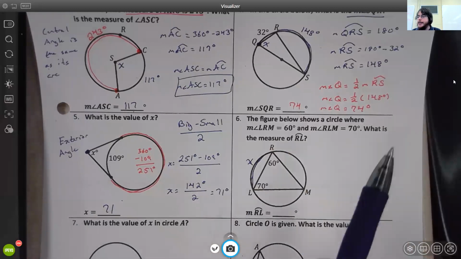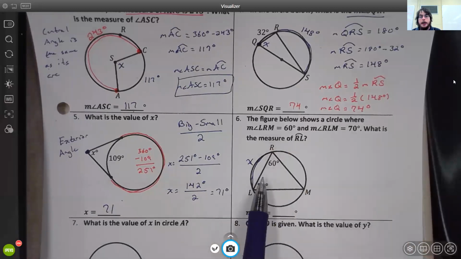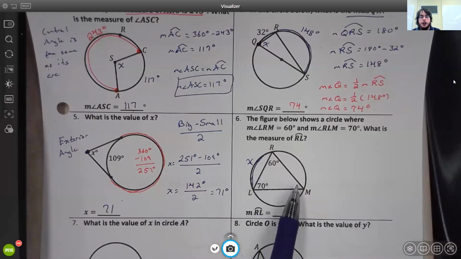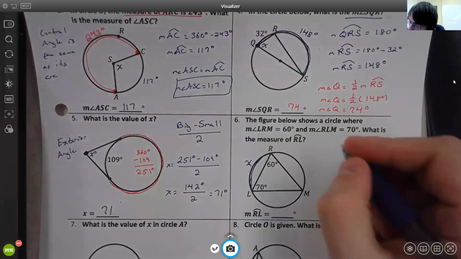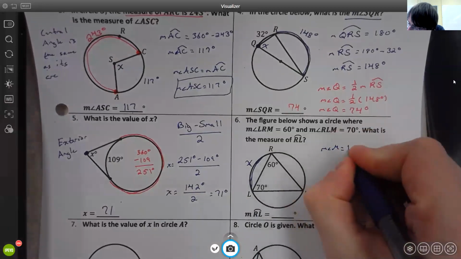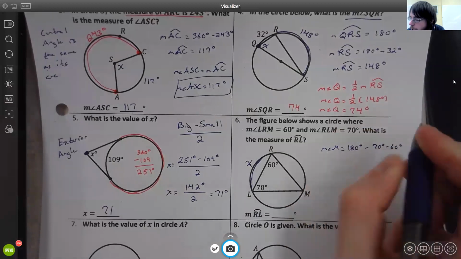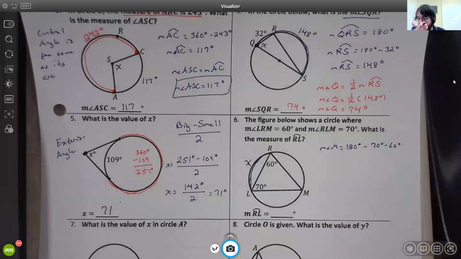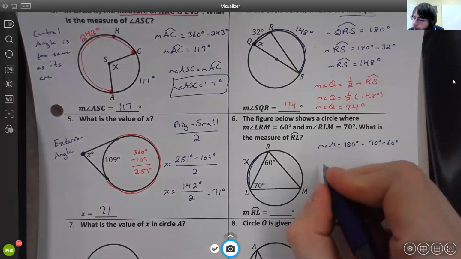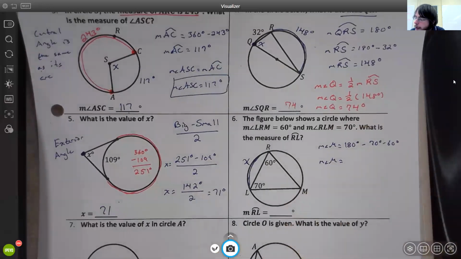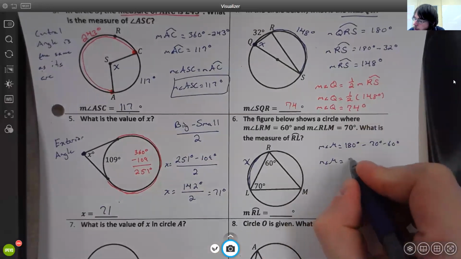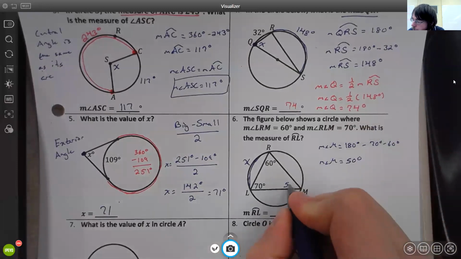So what that means, since we already have 2 of the angles, we can find our third angle, which is angle M, by taking 180 degrees and subtracting 70 and 60 from it, because the sum of the interior angles of a triangle is 180. So when we do that, we find the measure of angle M is equal to 50 degrees.